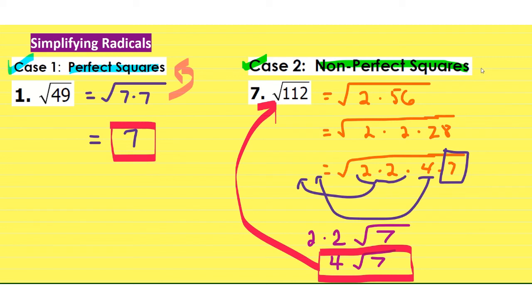So this is how we're going to deal with non-perfect squares. We're going to break it down into factor pairs until we find some sets of perfect squares. The 2 times 2 is a perfect square, the 4 is a perfect square, but the 7 is not. It must remain in the house. Hopefully that helps you think about the process.